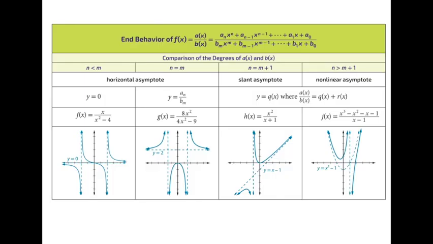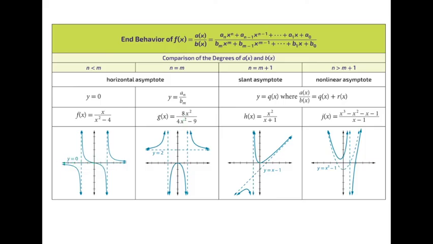So the first one, you'll notice that the degree on the bottom is a 2 and the degree on the top is a 1. When the degree on the bottom is larger than the degree on the top, you will always have a horizontal asymptote at your x-axis, y equals 0. So y equals 0 will be your asymptote if your degree on the denominator is larger.